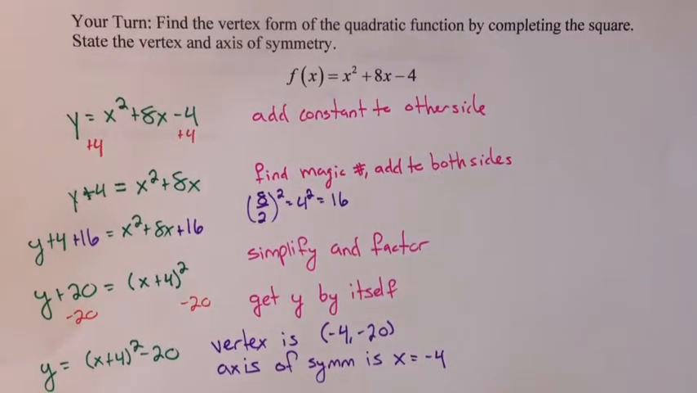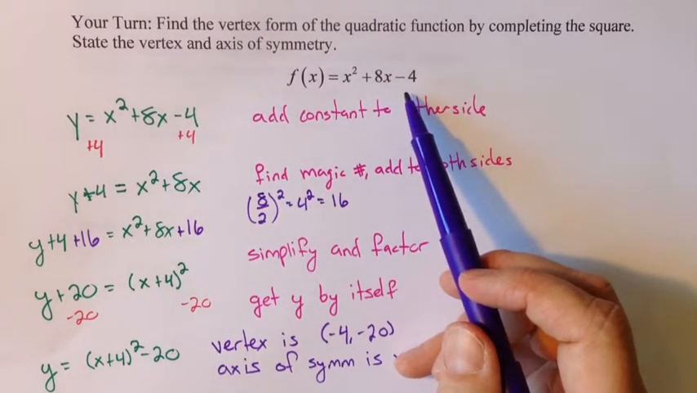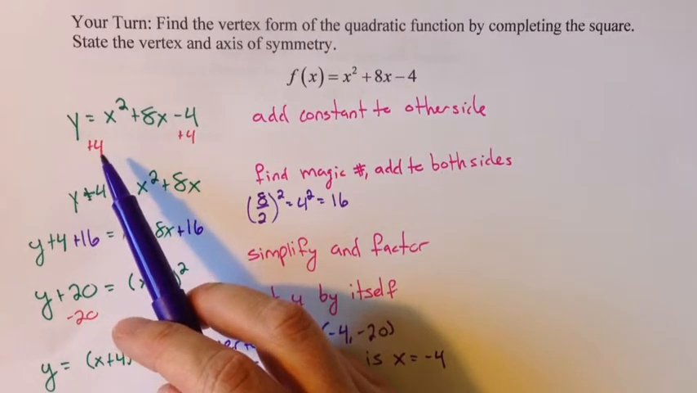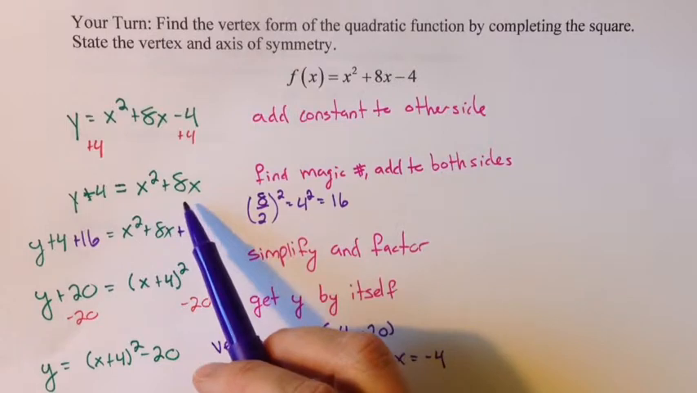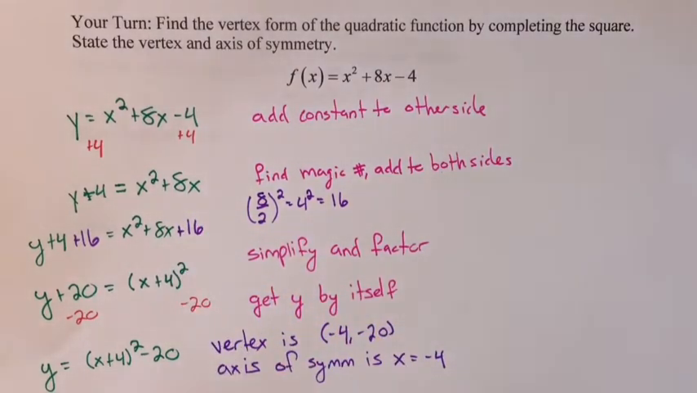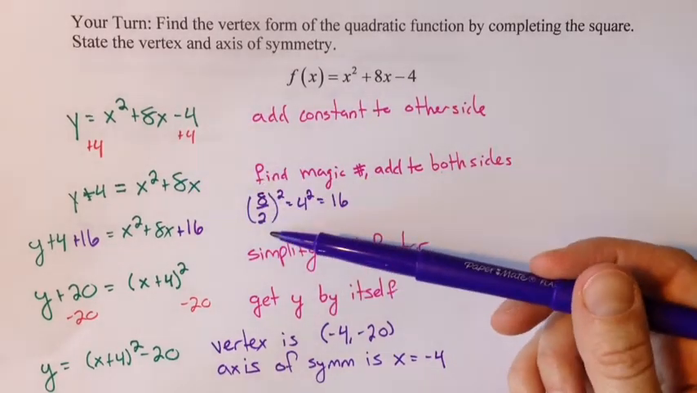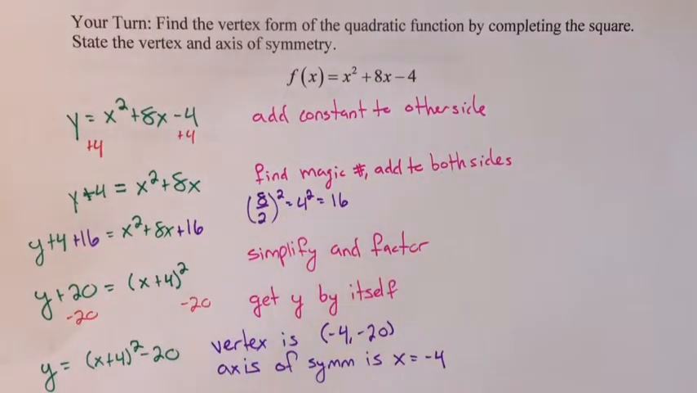I started out with f of x equals x squared plus 8x minus 4, and I'm trying to write this in vertex form. So I started by getting the constant onto the other side, away from the x squared and the x. Now I have y plus 4 equals x squared plus 8x. Then I find the magic number and add it to both sides. The magic number is the coefficient of x divided by 2 and then squared, which gave me 16. So I add 16 to both sides.